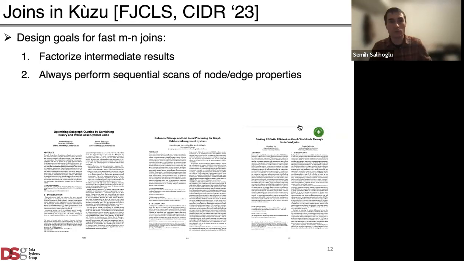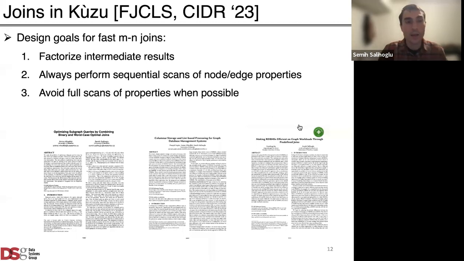The second thing that we want to do is make sure that the system always does sequential scans, except obviously in some in-memory operator like a hash join, right? Which inevitably, through hash joins, you have to do in-memory, maybe non-sequential reads. But when you scan things from disk, we want to always make sure that scans are sequential. Scans means obviously you only scan node and edge properties. We also wanted to avoid full scans of node tables and edge tables properties when possible. Okay, so we had essentially three goals that we wanted to meet when we designed this.